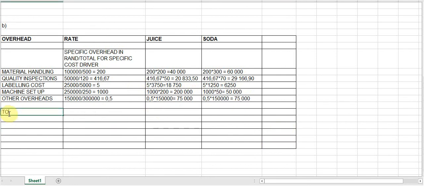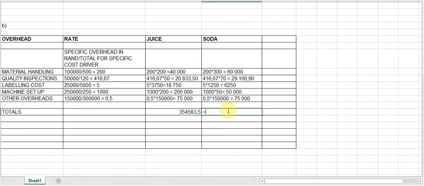I need to get to the totals for the products. So for juice, I'm going to say it's the 40,000. I add the 2833.50. I add the 18,750. I add the 200,000. And I add the 75,000.